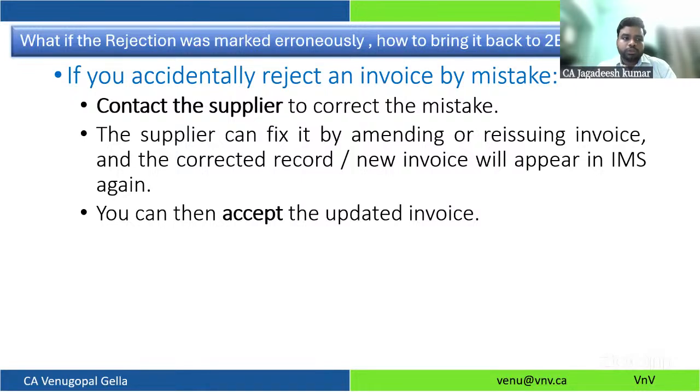So what if the rejection was marked erroneously, by mistake? The recipient has rejected the record. In that case, what can he do? Contact your supplier and ask him to re-upload the invoice or amend the invoice. In that case, again that invoice will come to your IMS, and in IMS you can take the action.